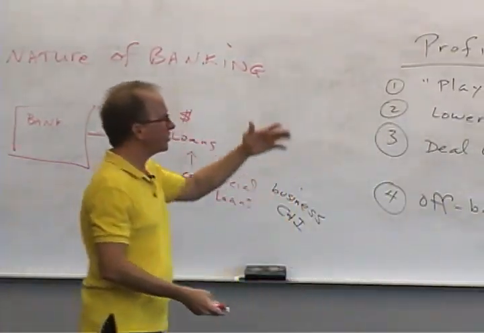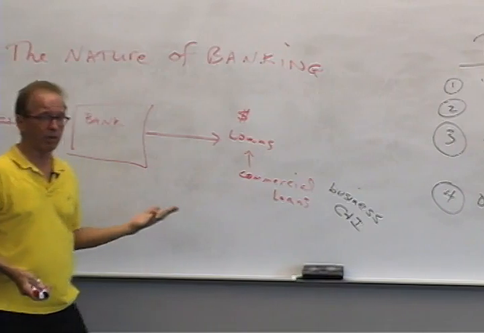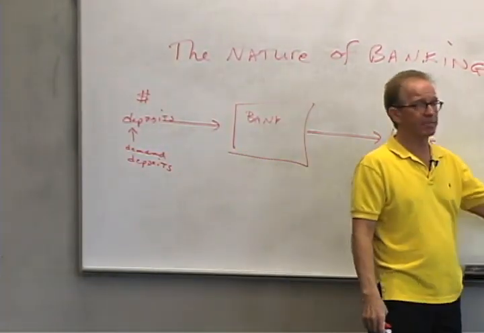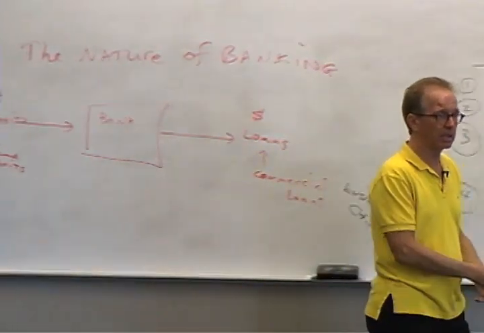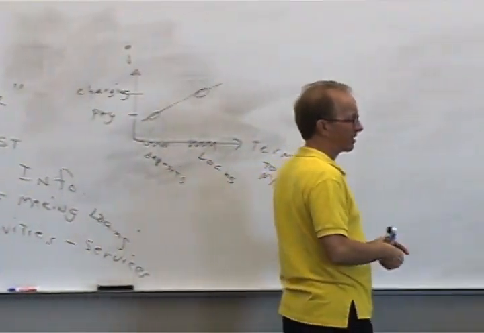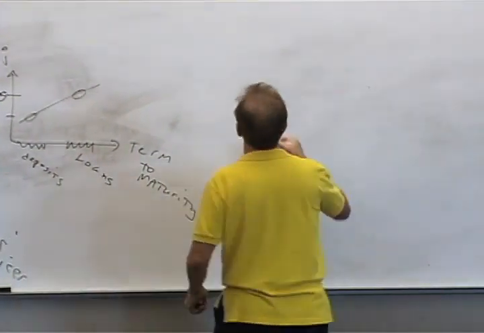Anyway, so this is a general story of what banks are up to. They're bringing in deposits, they're making loans, and they're doing these types of things to earn a profit. Okay, now that leaves a pretty wide scope, a pretty wide range for bank operations.